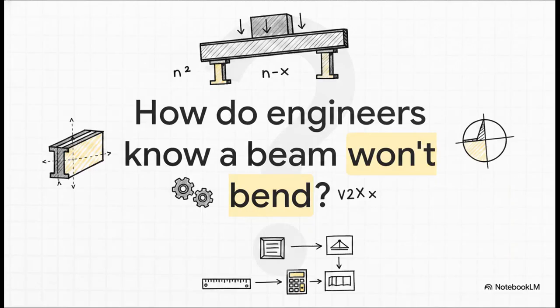So how do engineers actually know a beam isn't just going to bend? When you put a massive amount of weight on a steel beam suspended way up in the air, why doesn't it just fold right in half? Well, it's not magic. And surprisingly, it's actually not just about throwing more, heavier material at the problem.